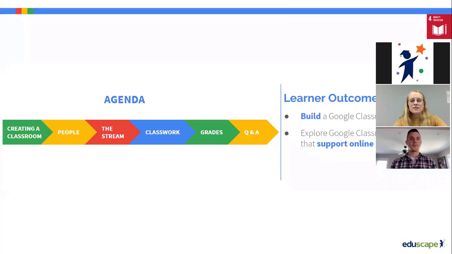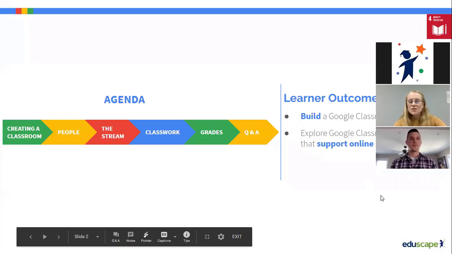Today's agenda is going to be the following. We're going to first learn how to build and create a Google Classroom. As we're building, we're going to discuss how to add people into the classroom, whether it's co-workers, co-teachers, or students. Then we're going to talk about building the stream, how to assign and create classwork, the grading procedure, and then we're going to end with 10 minutes dedicated to a Q&A. Our learner outcomes for today's webinar are to build a Google Classroom and explore Google Classroom's features that support online instruction.